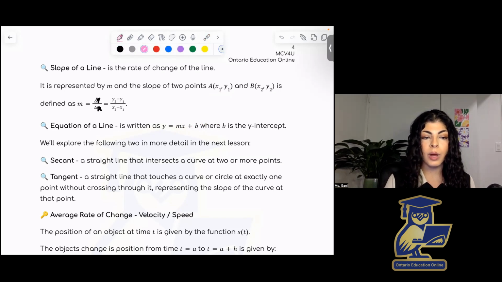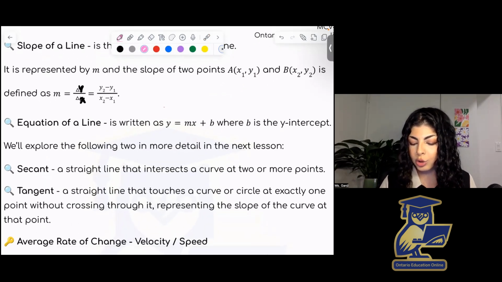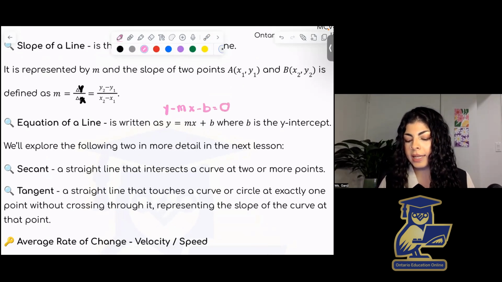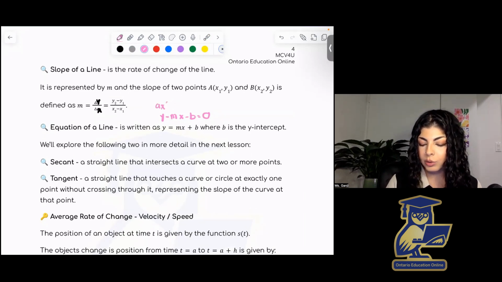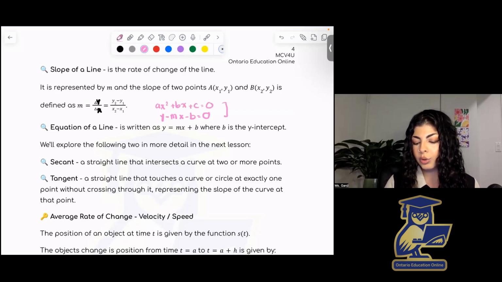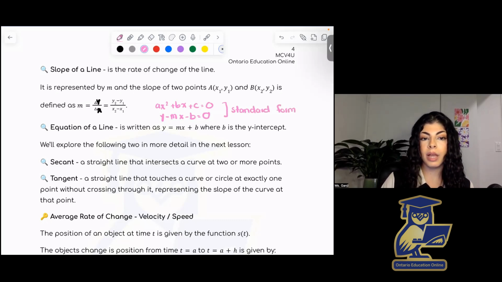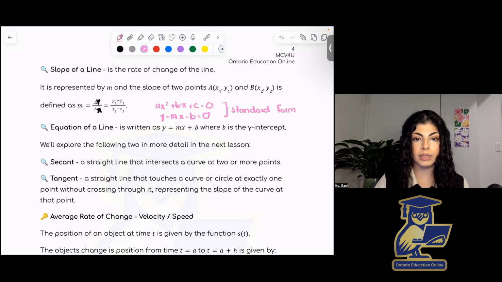One note here I'll add as well, which you might see throughout the lesson, is the standard equation of a line, which is just when you move all the terms over and write this as an equation equaling 0. Recall it's the same with the standard form of a quadratic, where we have ax squared plus bx plus c equal to 0. These two are both the standard form. We just have one as the standard form of a line, and the top one is the quadratic standard form.